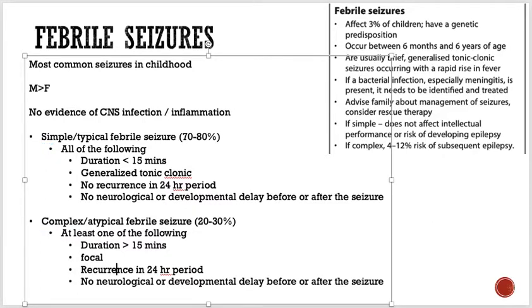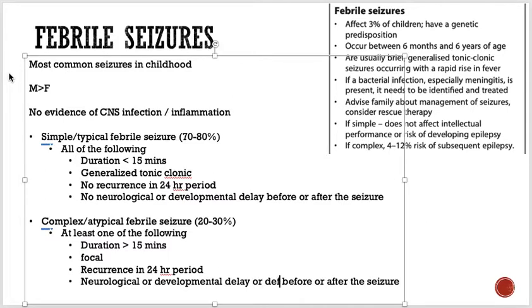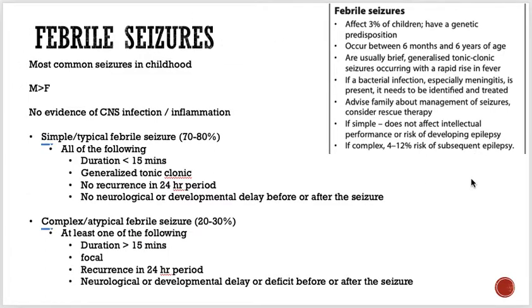Recurrence in a 24-hour period. So no neurological or developmental delay or deficit before or after the seizure, right? So guys, very, very easy thing. Remember, if all of the following are there, we call it simple. But if at least one of the following is there, we call it complex or atypical, okay?